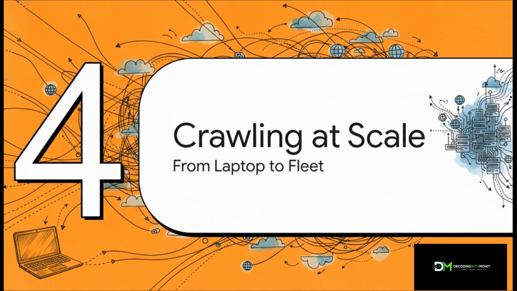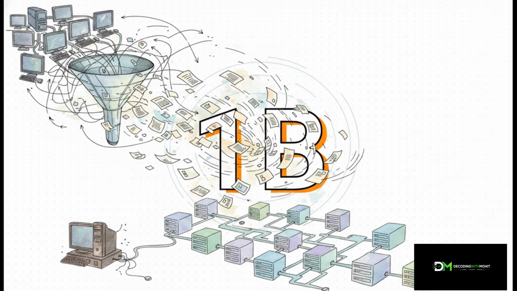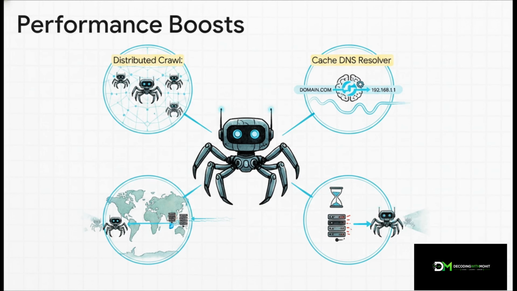How in the world do we take this program running on, say, a laptop and scale it up to handle the entire internet? Just to give you an idea of the scale we're talking about, our goal is to collect 1 billion pages every single month. Yeah, a single computer is not going to cut it. This forces us to think about performance in a totally different way. So to hit that number, we need a whole playbook of optimizations.